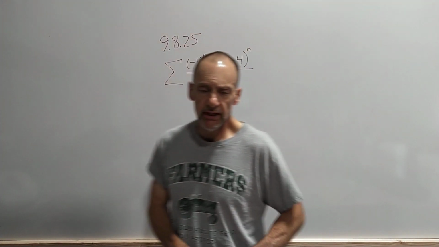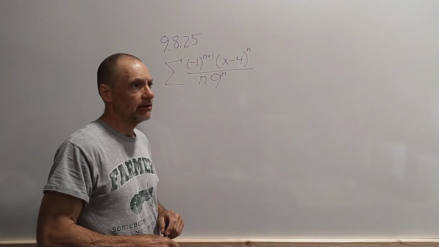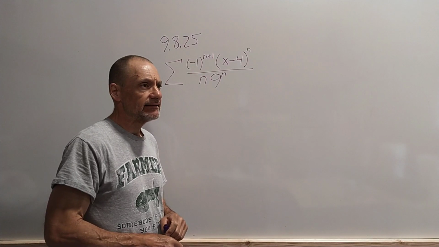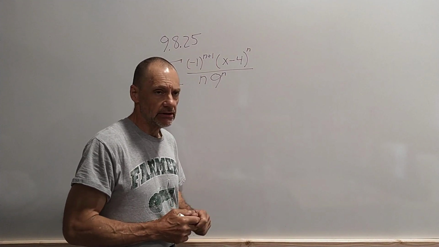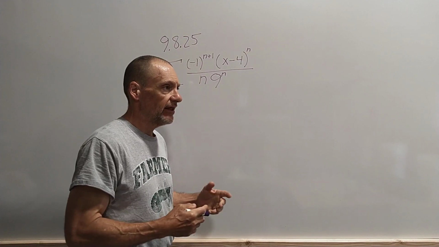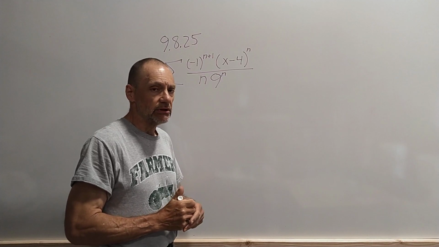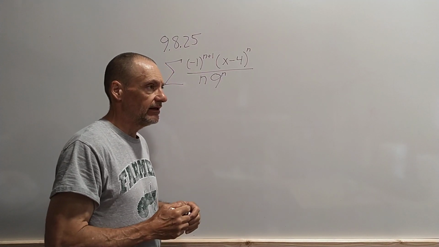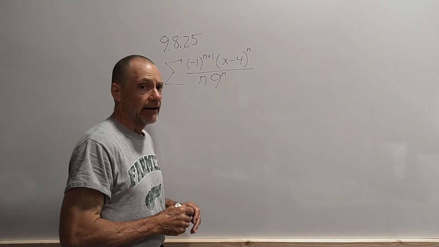So for the Calculus 2 class, I wanted to do another example. This is from 9.8, number 25. The last example we did, the radius of convergence was infinite, okay? And because of that, we weren't able to do this endpoint test. And this one has a finite radius. So let's look at how to go about this, okay?